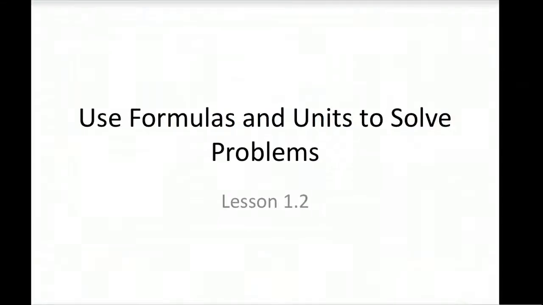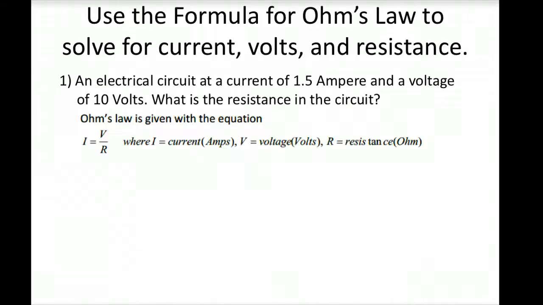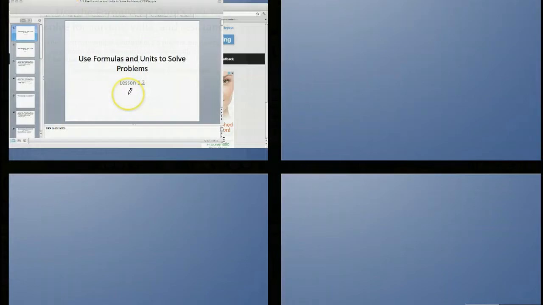Right, we are looking at using formulas and units to solve problems. So this is lesson 1.2 for coordinate algebra. The first problem we're going to take a look at is to use the formula for Ohm's law to solve for currents, volts, and resistance.